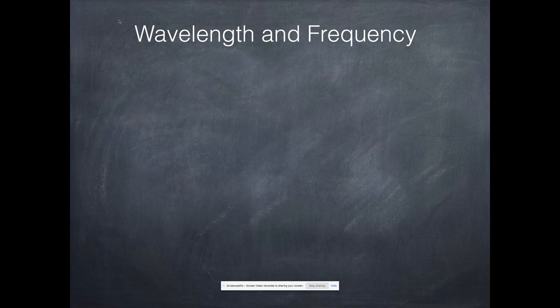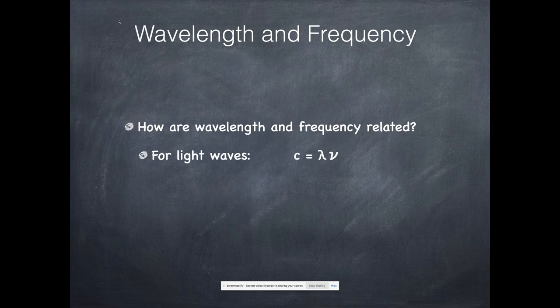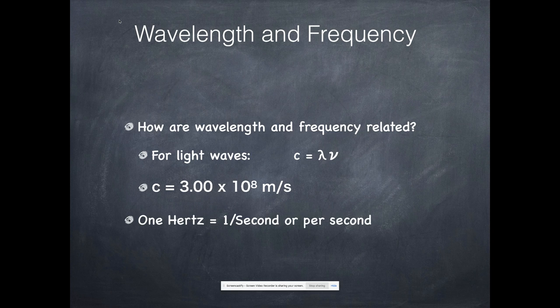All right, wavelength and frequency are related to each other by the equation c = λν. c is 3.00 × 10^8 meters per second, but I don't really need you to memorize that. It'll be provided for you on any tests or homeworks that you're doing. Remember, the hertz is 1 per second. So when I take meters times 1 over seconds, I get meters per second. Okay.